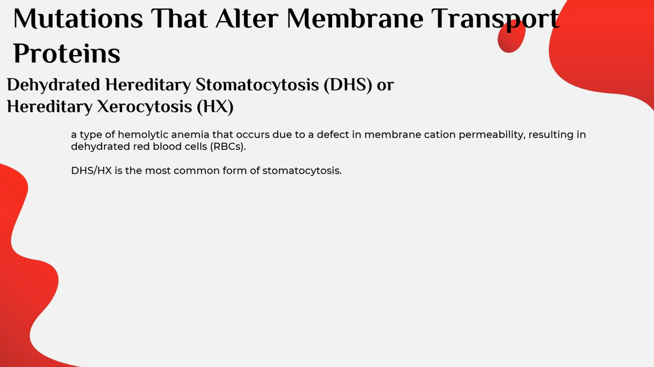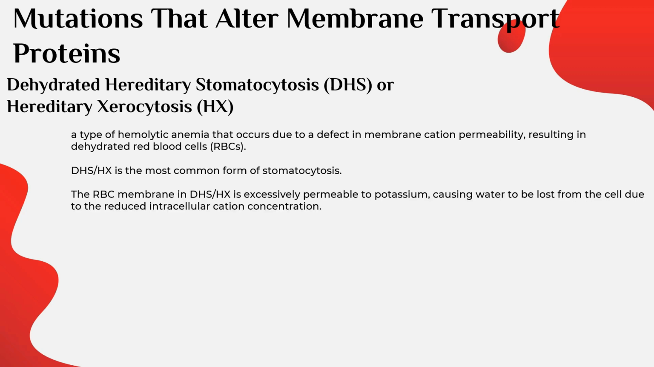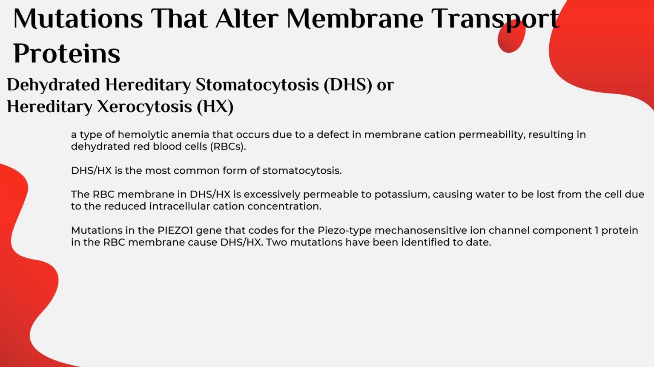DHS/HX is the most common form of stomatocytosis. The RBC membrane in DHS or HX is excessively permeable to potassium, causing water to be lost from the cell due to the reduced intracellular cation concentration. Mutations in the piezo-1 gene that codes for the piezo-type mechanosensitive ion channel component 1 protein in the RBC membrane cause DHS or HX. 2 mutations have been identified to date.